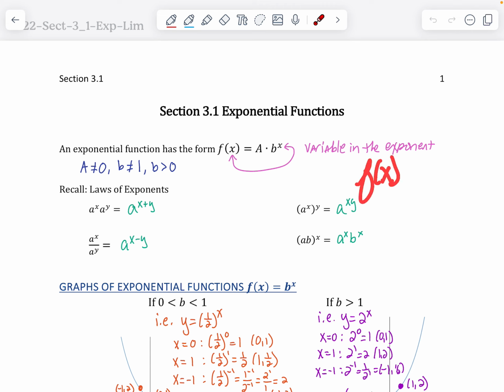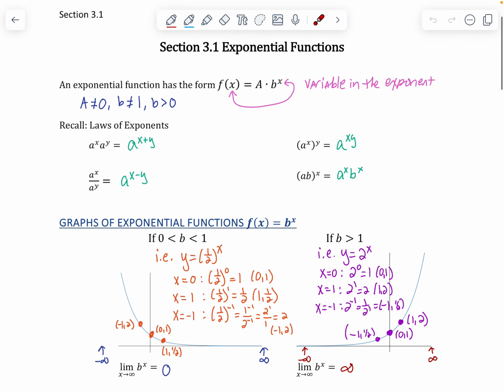It's no longer in the base. Before we would see something like f of x equals x to the b power, and x was in the base. To review a couple key exponential formulas or laws of math, keep in mind, even though you're seeing x here, we're focused on if two expressions have the same base and they're multiplied together, we can add the exponents. If two amounts of the same base are being divided, we can subtract the exponents.